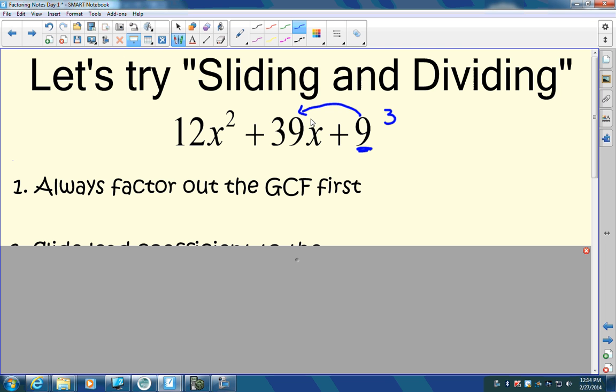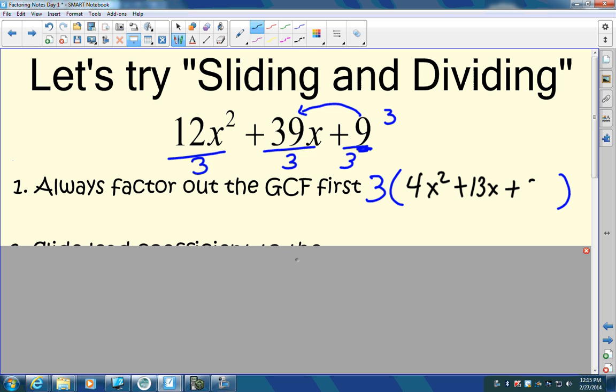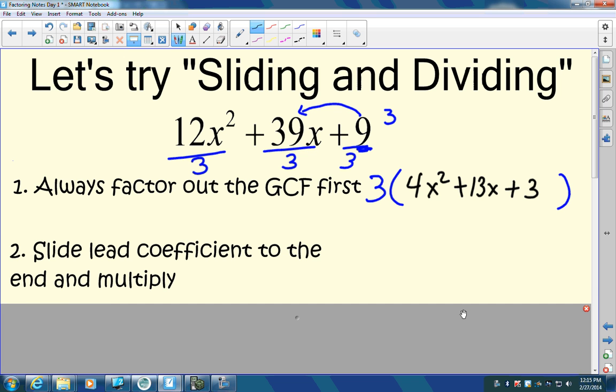Does 3 go into 39 evenly? Take 39 divided by 3, it does. Does 3 go into 12? Yes. So my GCF is 3. Let's write what's left. So you divide everything by 3. Now I get 12 divided by 3, which is 4. X squared, don't forget the x squared, plus 13x plus 3. All we did was pull out the GCF. Step 2 says to do the sliding. So what we're going to do is this. I'm going to leave that GCF out there.